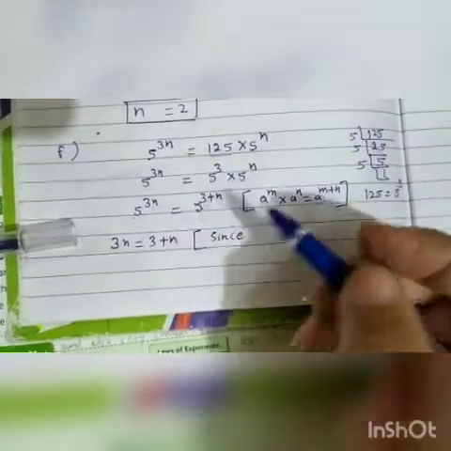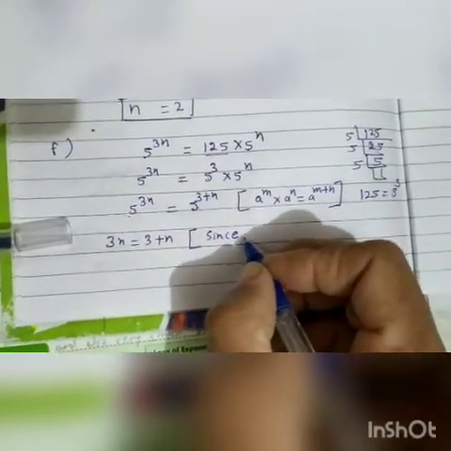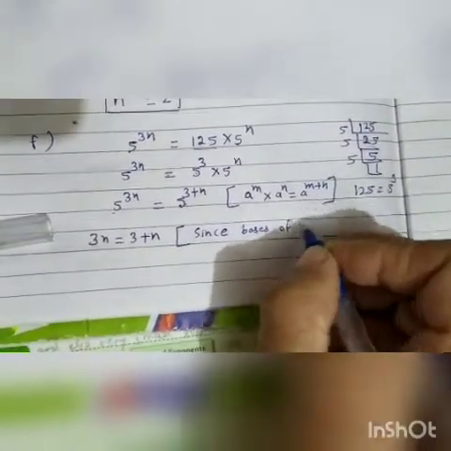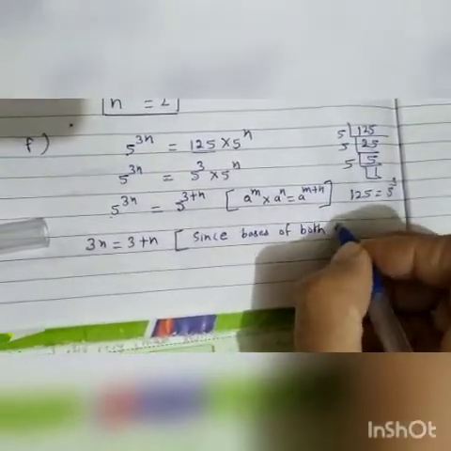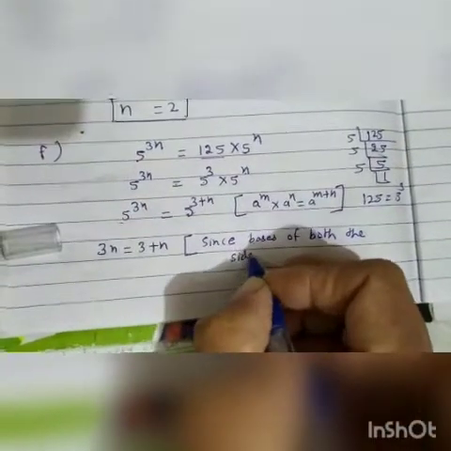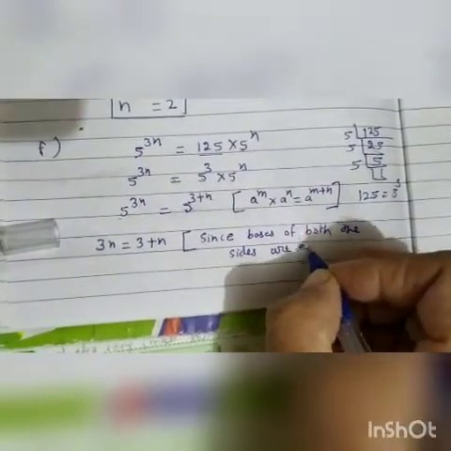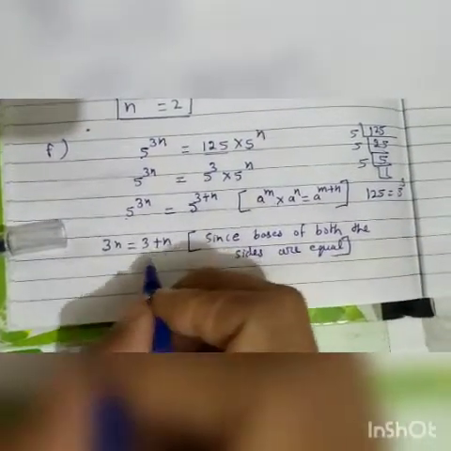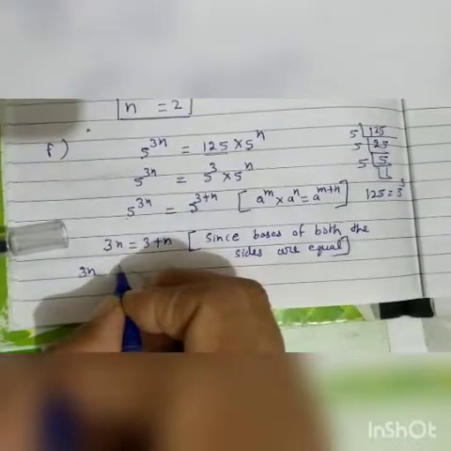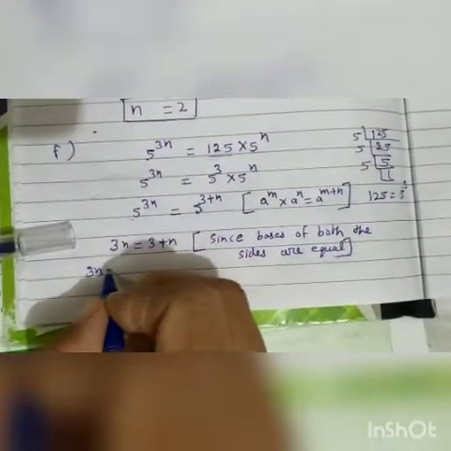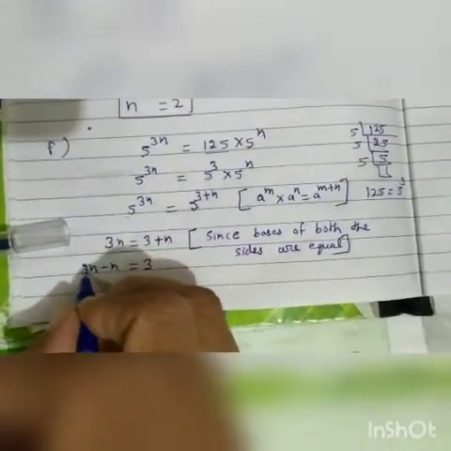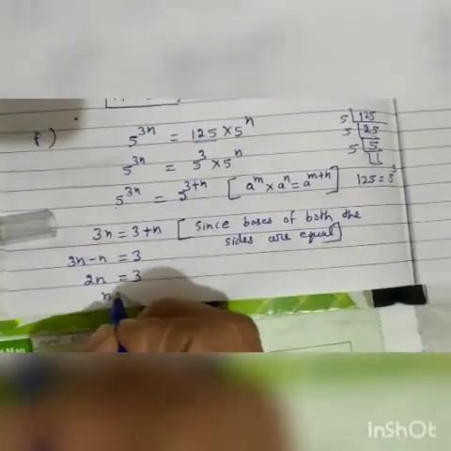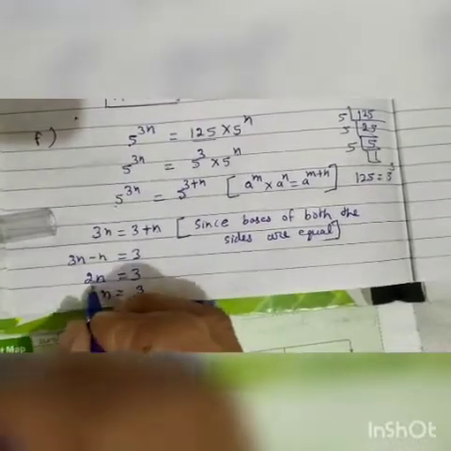All these three sums carry the same method, but since bases of both the sides are equal, 3n is equal 3 plus n. Now 3n, take plus n to this side, minus n is equal 3. 3n minus 1n, 2n is equal 3. Now n is equal 3 upon 2.